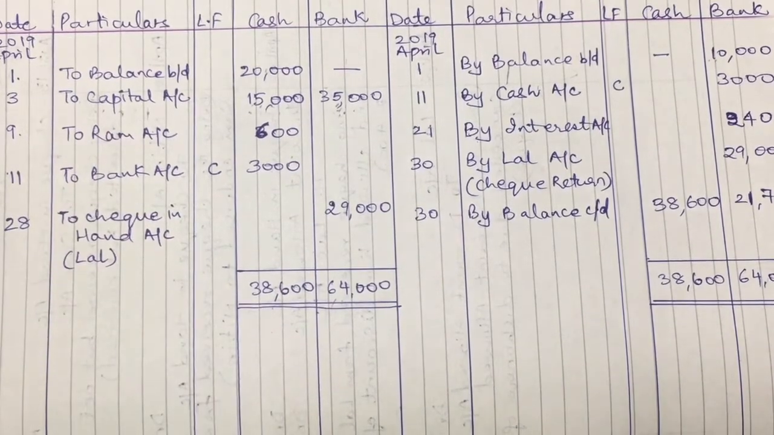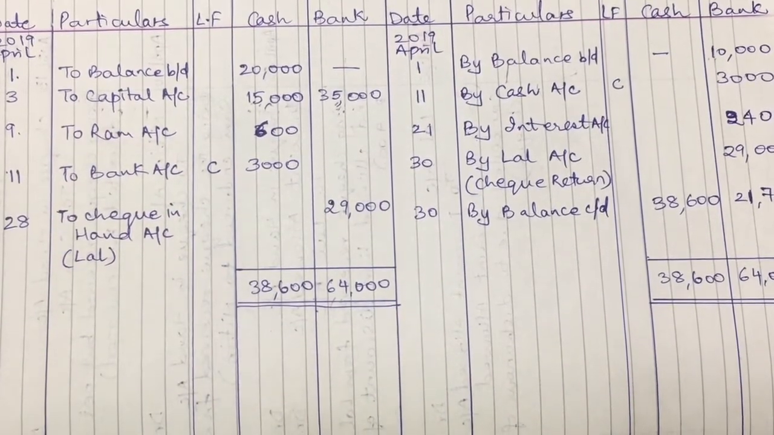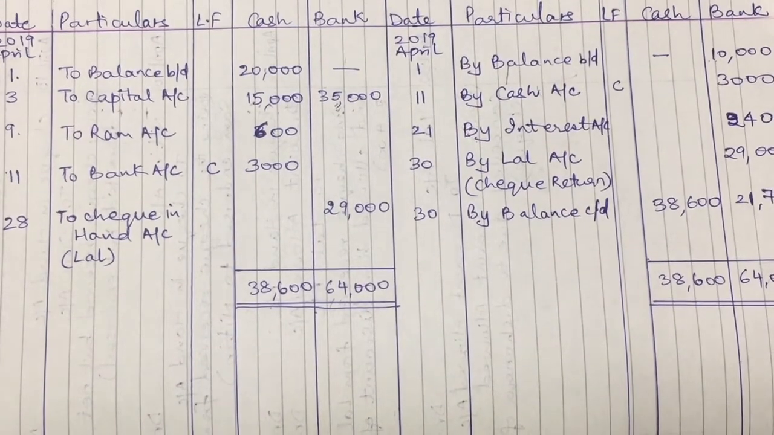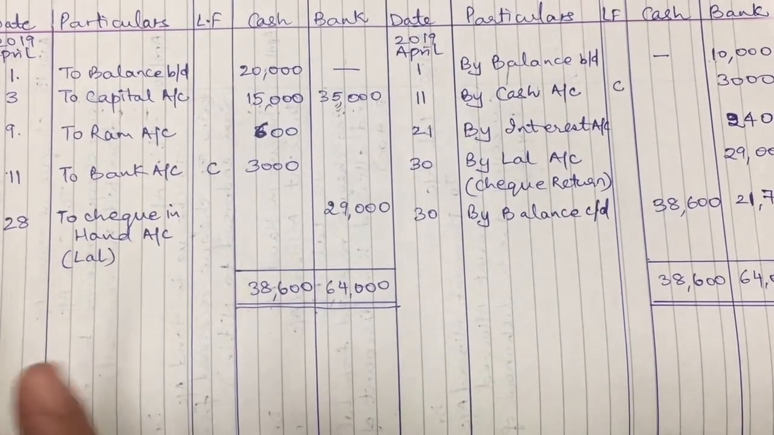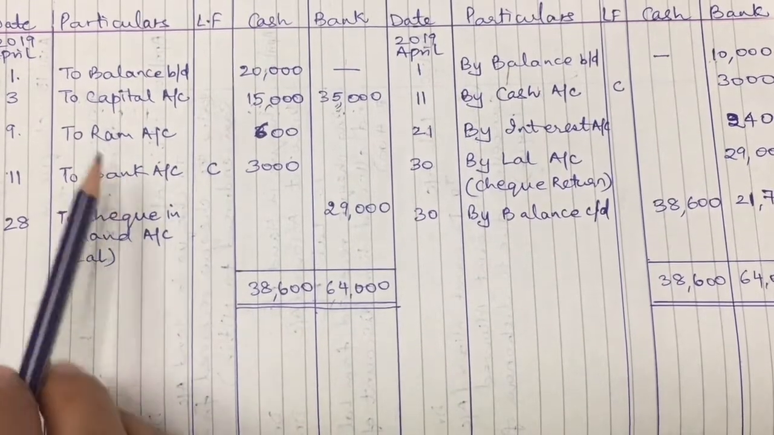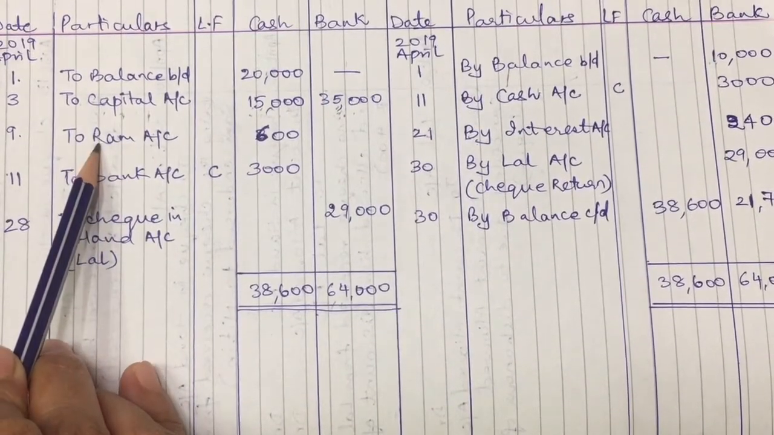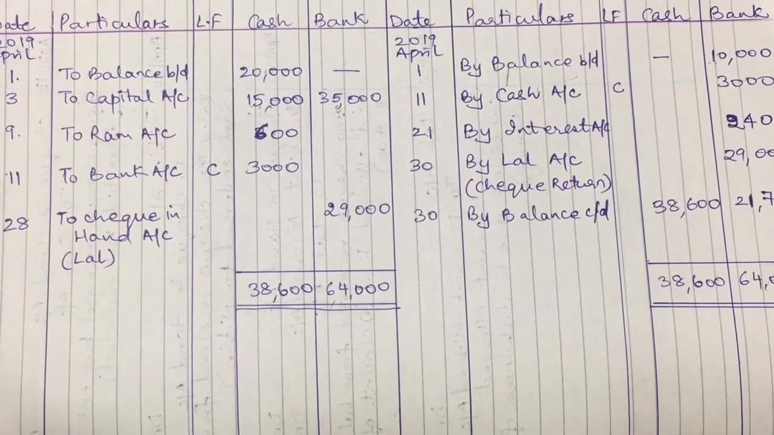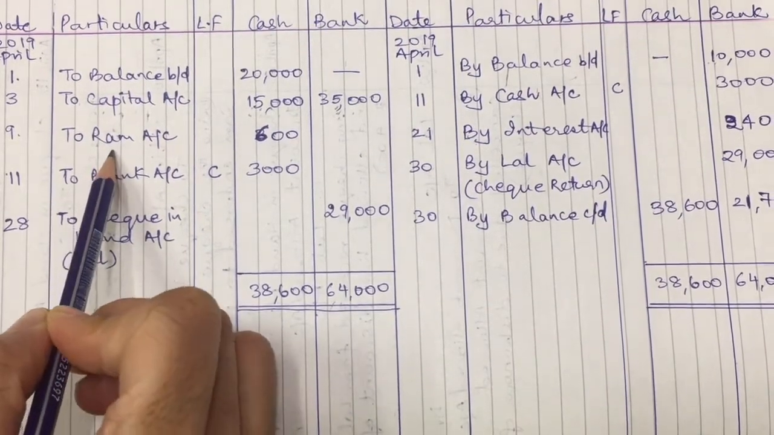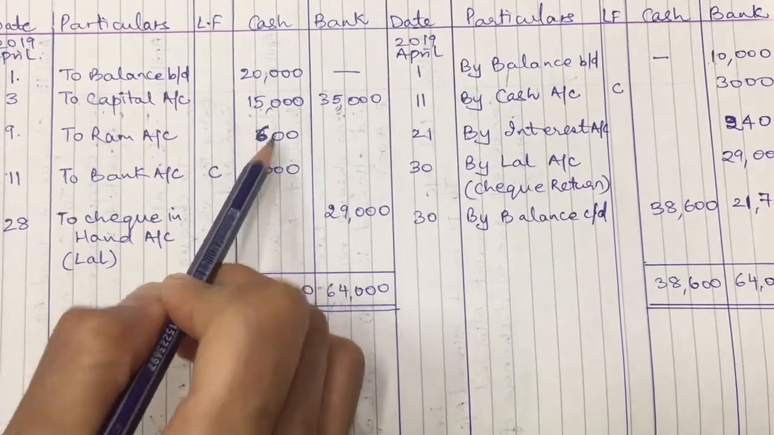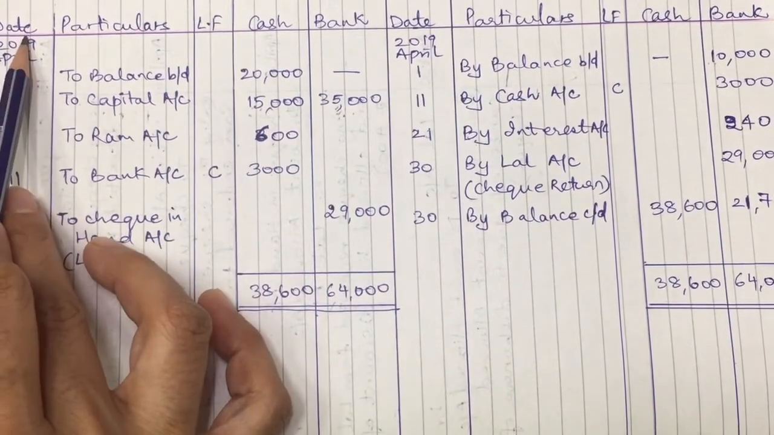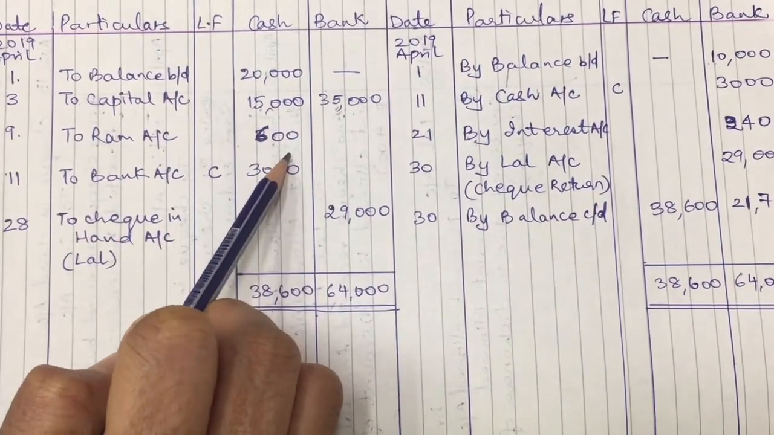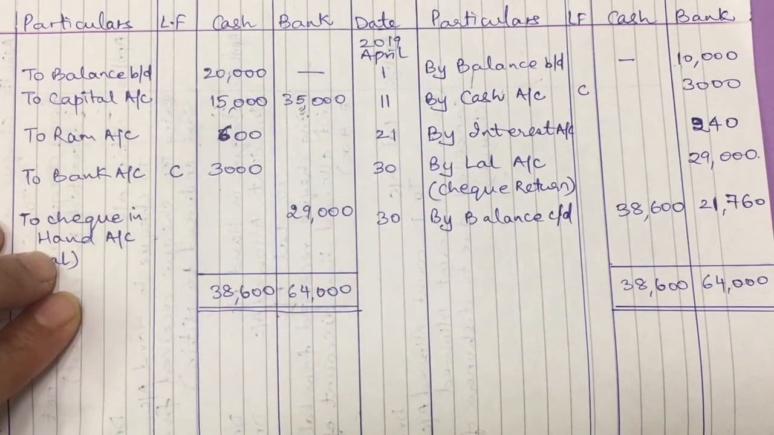The next one is received from Manohar on behalf of Ram, rupees 600. I have received cash 600 from Ram. On behalf of Manohar is a separate thing. But from where have I received? I have received it from Ram. I have received cash, so dancing, on the debit side, 600 rupees.